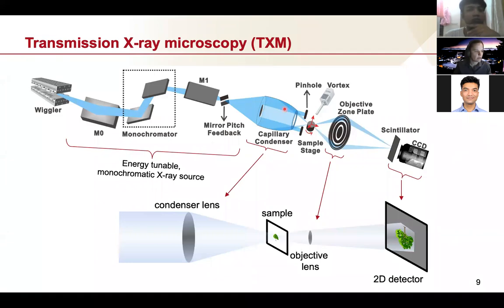We have a capillary lens that focuses the light and defines the field of view for our microscope. We have the sample stage. We can do X, Y, Z, and rotation. And then the most important part of a microscope is the objective lens. That takes the scattered light from our sample and creates a real image. That creates an image on the scintillator, and we convert our hard X-rays to visible light, so we can use a CCD camera, which is just faster and has smaller pixels. So that's how we image.